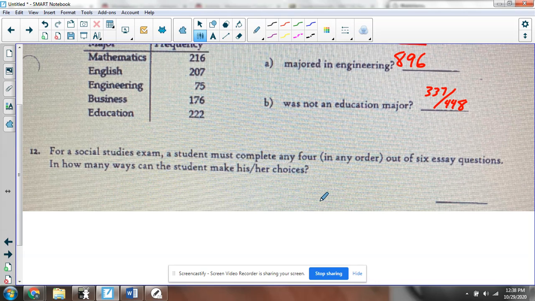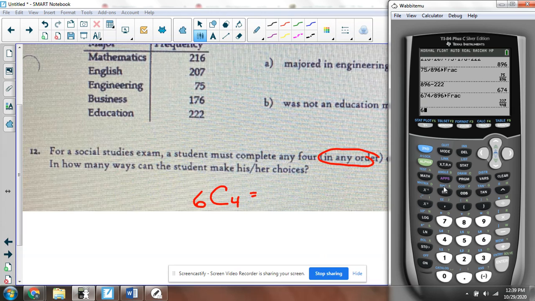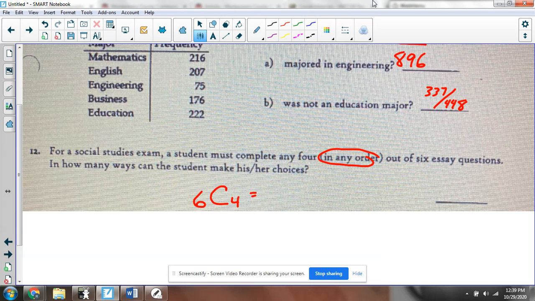For a social studies exam, a student must complete any 4 out of 6 essay questions. How many ways can the student make his or her choices? Must complete any 4 out of 6 essay questions. So the order in which they do the questions doesn't seem to matter. So this is going to be a combination because order doesn't matter. So this is just going to be 6 choose 4. In our calculator, we can do that. We're just going to do 6, go to math, probability, down to nCr, choose 4, and we get 15 possible ways.